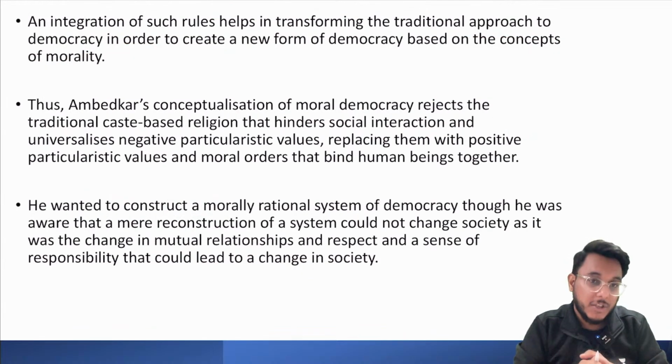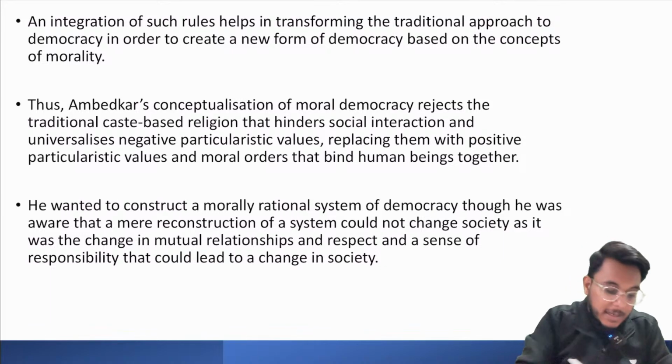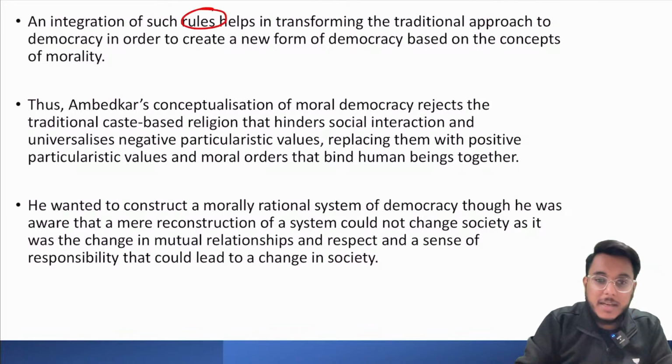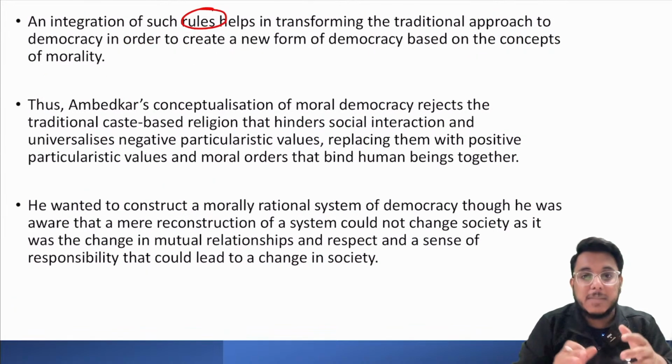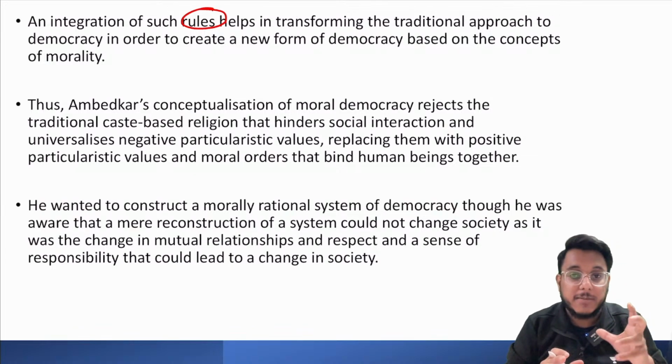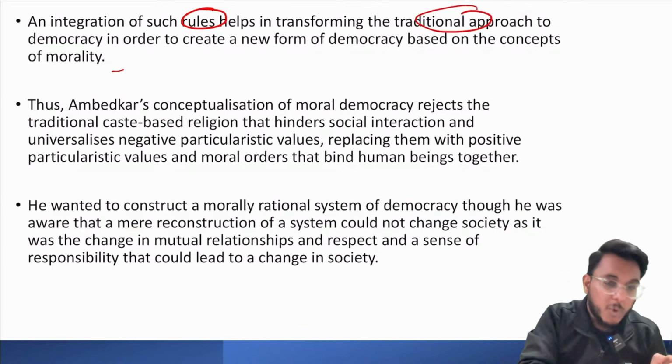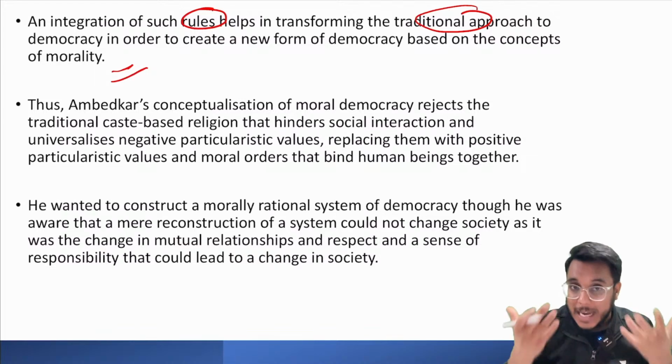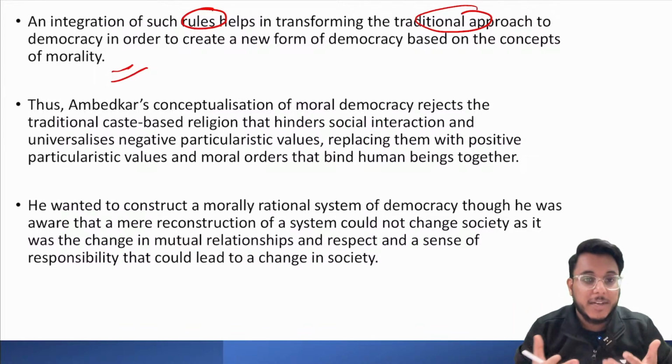Such morally transformative concepts of thinking, pragya, karuna, good action, should be incorporated in democracy, in the democratic actions. According to Dr. B.R. Ambedkar, the integration of such rules that we have discussed will help in transformation of the traditional approach to democracy, and a better version of democracy can be created. Is it clear or not?